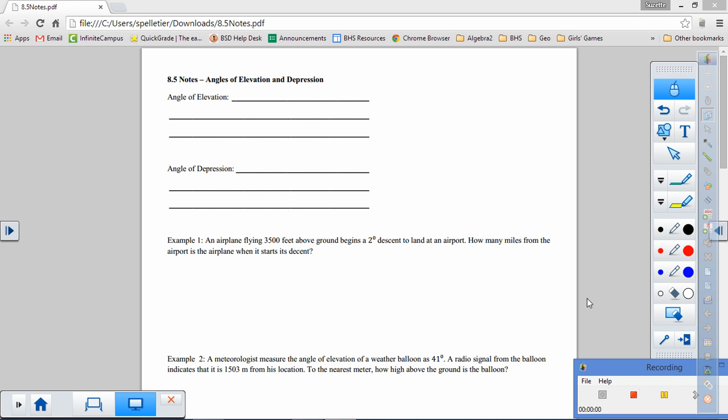All right, section 8.5, angles of elevation and depression. So the first thing we want to do is take a couple minutes and define the difference between the angles of elevation and the angles of depression. And the easiest way to do that is to draw a picture.